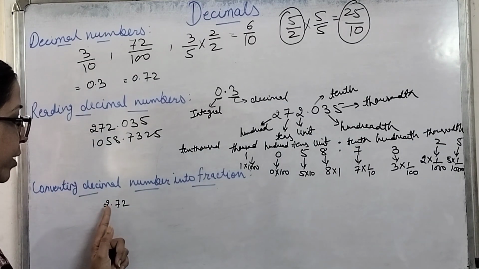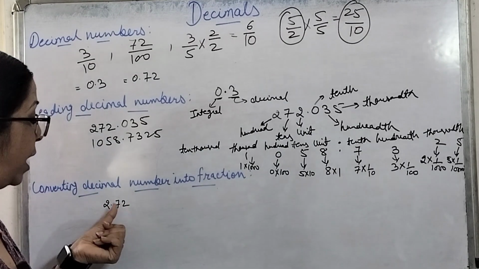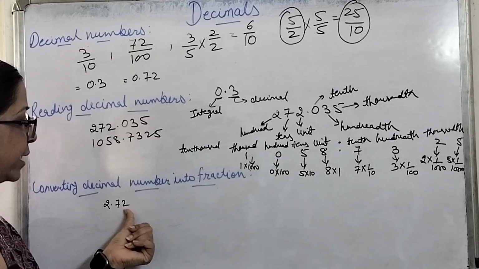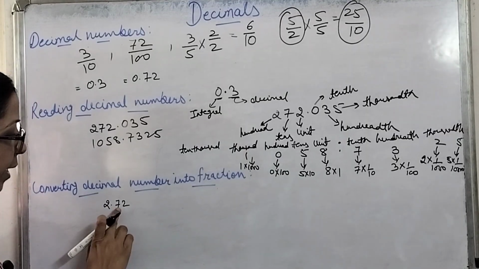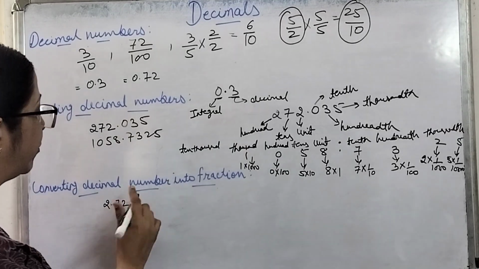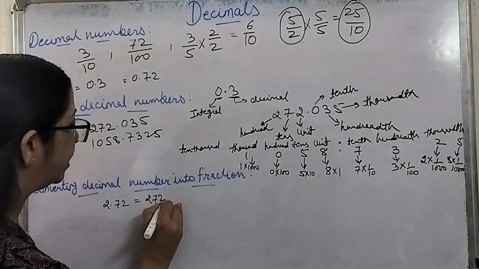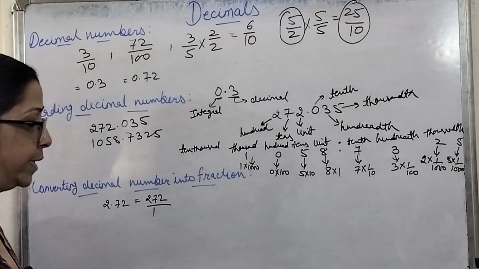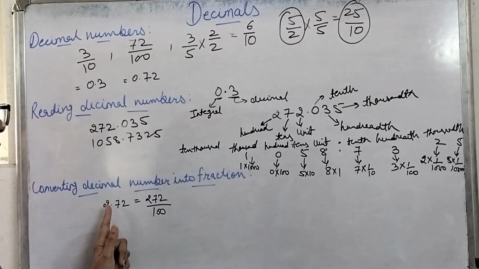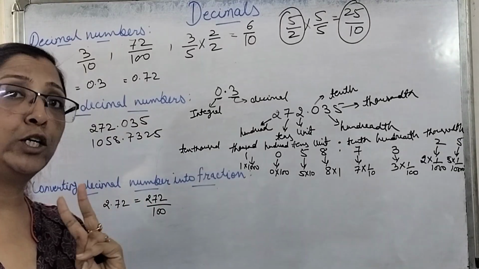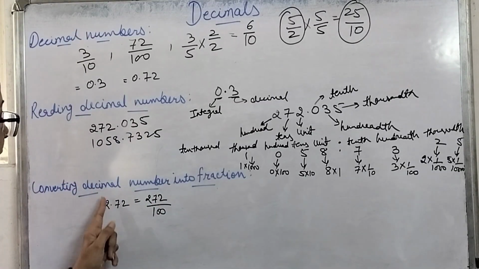First of all, what we will be doing is removing the decimal. After the decimal, how many digits are there? How many decimal places are there? 1 digit, 2 digits are there. So after 1 in the denominator, we will be writing 2 zeros, because after the decimal there are 2 digits. So we will be removing the decimal.